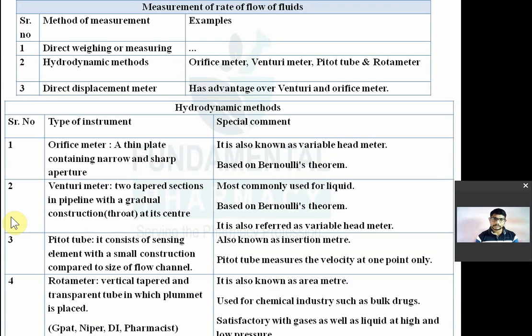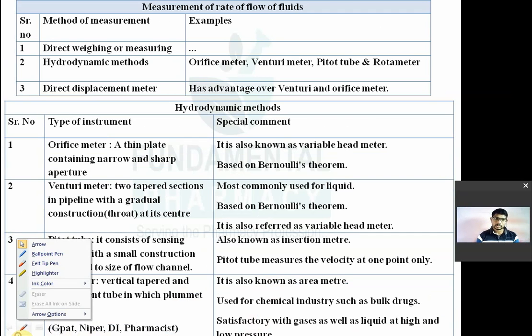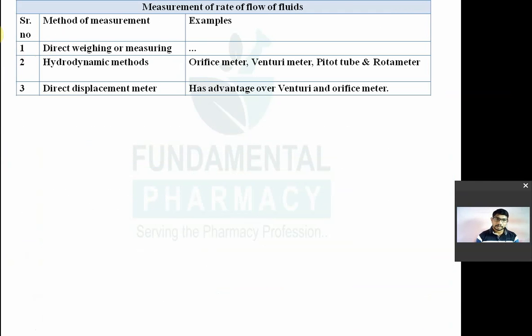Next point is measurement of flow of fluid. So how can you measure the flow of fluid? There are different methods. First one is the direct weighing method. So measurement of flow of fluid: method and example. The first one is direct weighing or measuring. So how can you directly measure the flow rate, the rate at which your liquid is flowing, how can you measure that?